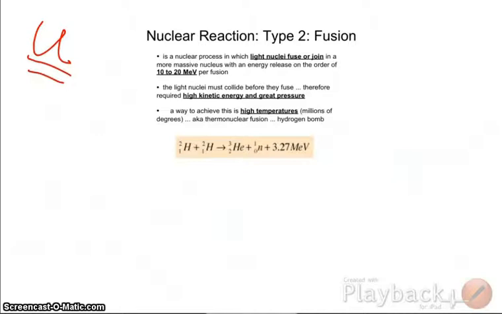Light nuclei must collide before they fuse. So these two nuclei, if they're going to fuse together, they're going to have to come together with quite a bit of energy and pressure. They're going to have to hit pretty hard. This requires a lot of kinetic energy and a great deal of pressure. One of the ways to achieve this is high temperatures, and that's what the sun does. The sun is at very high temperatures, millions of degrees, and this allows for fusion. Another example would be a hydrogen bomb. Hydrogen bombs work with fusion.